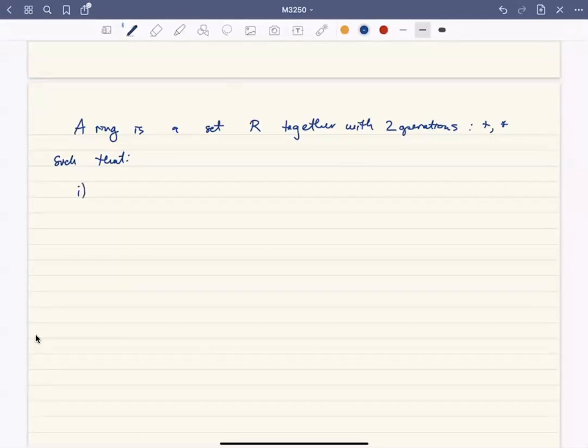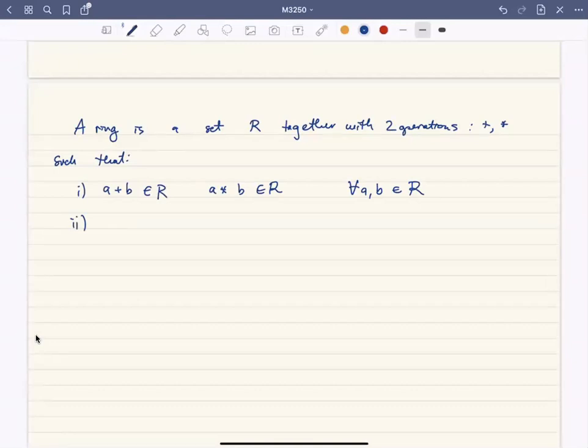So the first is that it's going to be closed under addition and multiplication, meaning that if you were to add two elements in the ring, or if you were to multiply two elements in the ring, you get another element in the ring. And this is for all values A and B in the ring R. Okay, so that's called closure, meaning that if you were to take any two elements in the ring and combine them either with the addition or the other operation, you get something else in the ring. So that generally is called closure.